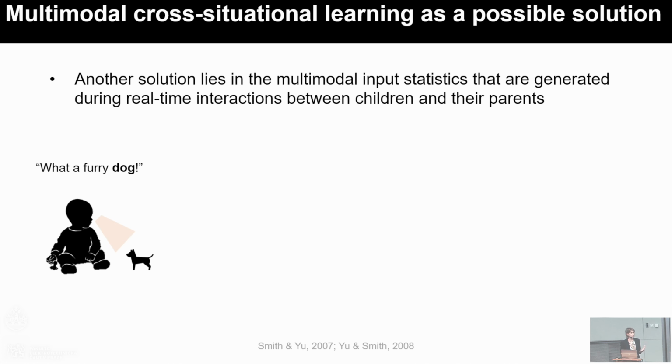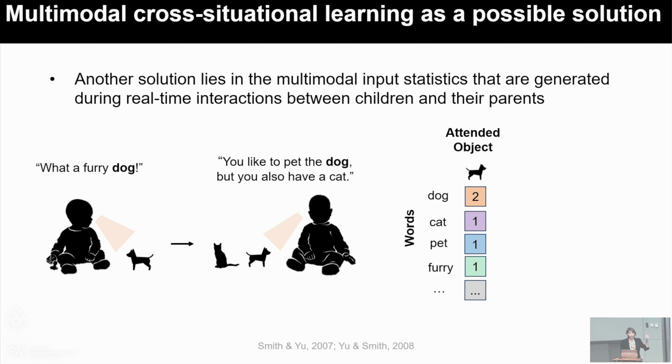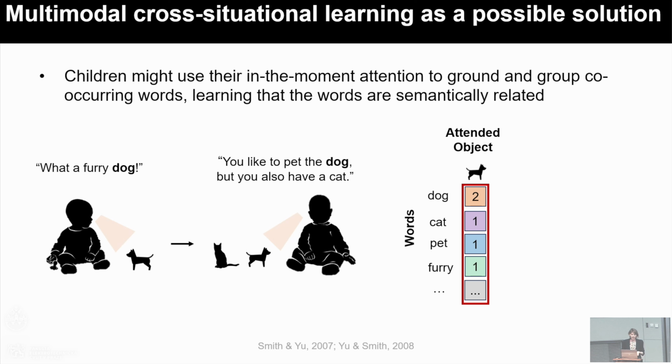Now the question is how children might be able to accomplish this, and we suggest that they can rely on cross-situational learning. What cross-situational learning typically refers to is the ability of children to track how often words and objects co-occur, and then use these co-occurrence frequencies to make an inference about the most likely word for a given object. But what we suggest is that children might apply the same mechanism not just to learn individual word-object mappings, but also to learn what kinds of words co-occur, and use that as a basis to learn semantic knowledge.